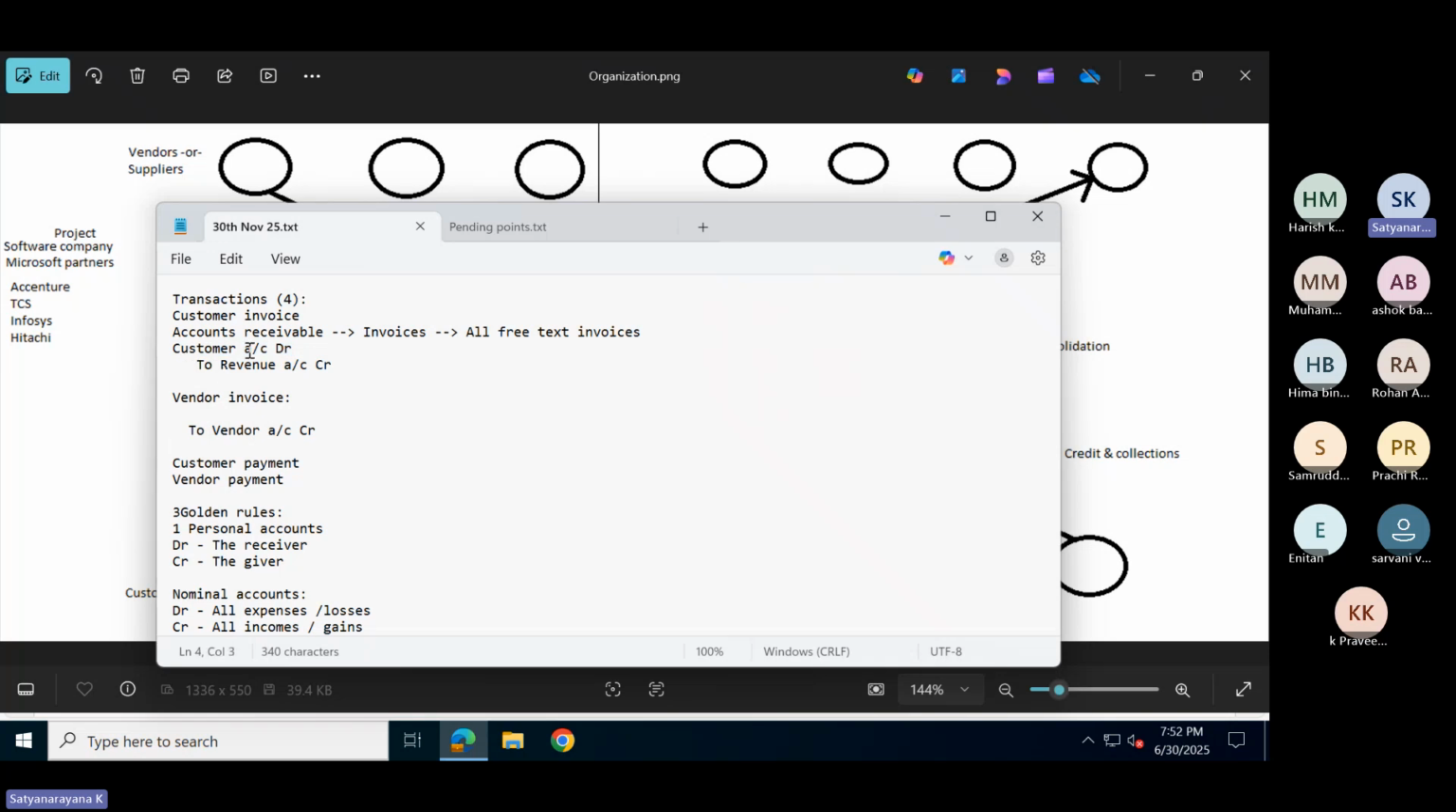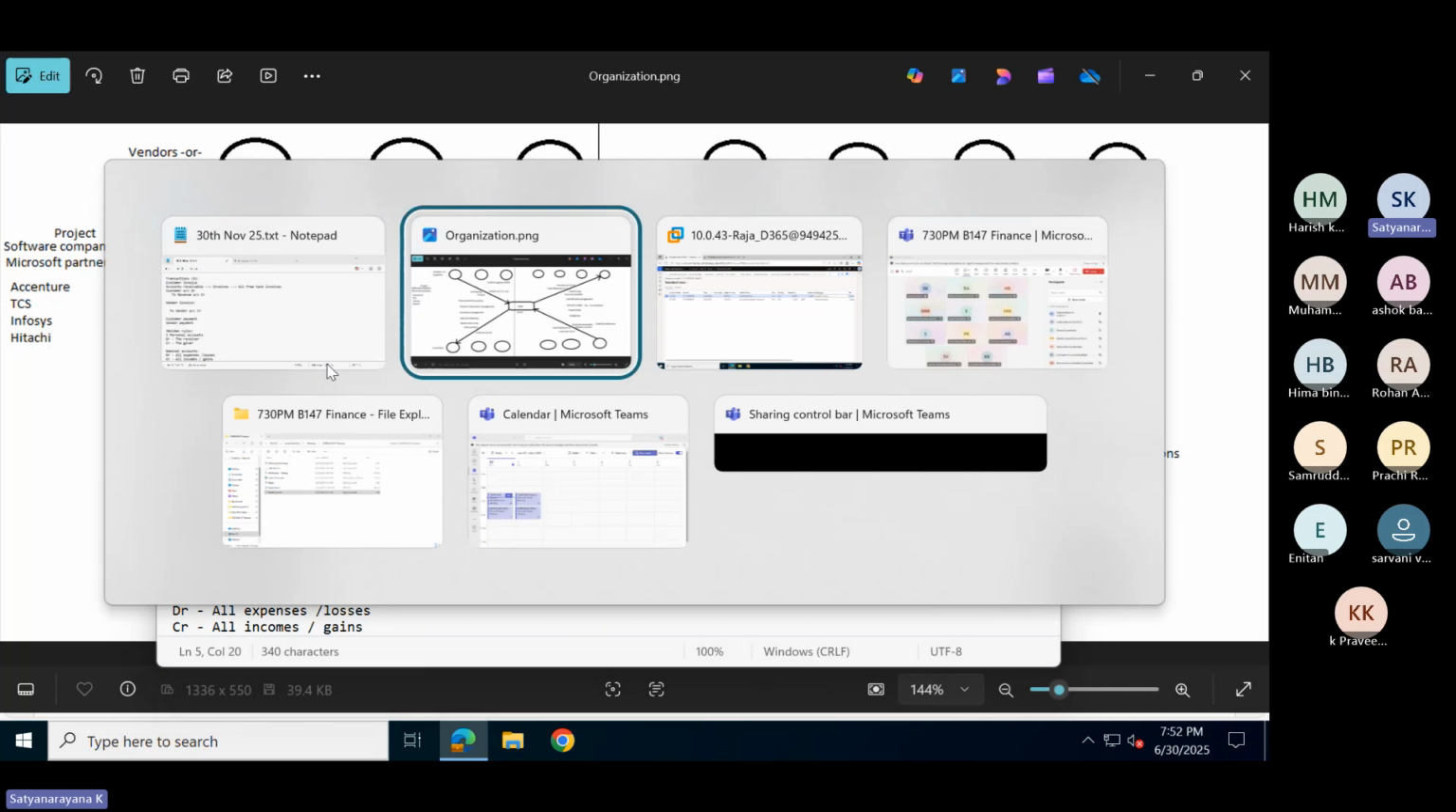First debit the receiver. So the customer is the receiver, so customer account debit. Revenue account credit because all incomes and gains are credit. Are you able to follow me? Any confusions? Sir, it is a cash transaction, right? No, it is a credit invoice, not a cash transaction. It is an invoice, customer invoice.